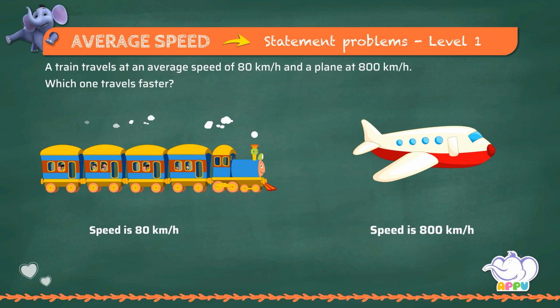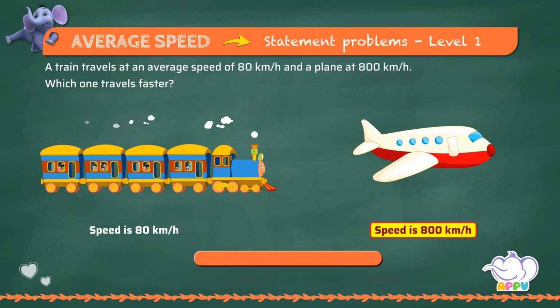Since 800 is more than 80, we can clearly see that the plane travels faster than the train. Marvelous!